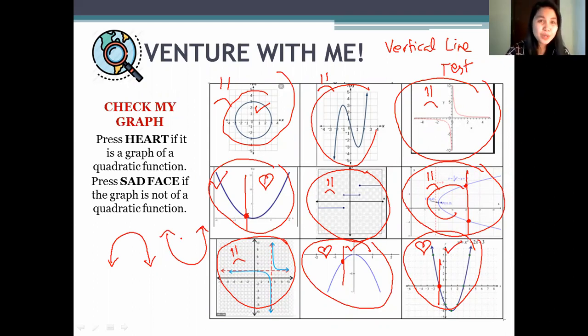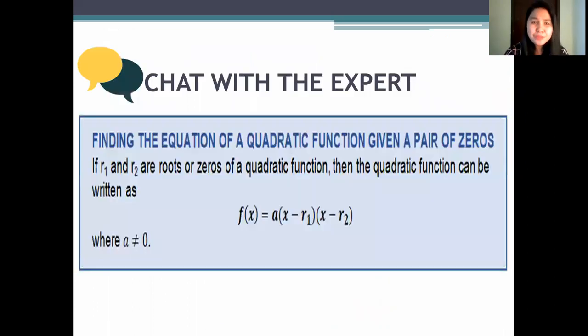Now let's start with our lesson. How to find the equation of a quadratic function if the given is only a pair of zeros. Now here, if the given is the pair of zeros, then we can write the function as x minus the first root times x minus the second root multiplied by a, where a should never be equal to 0.